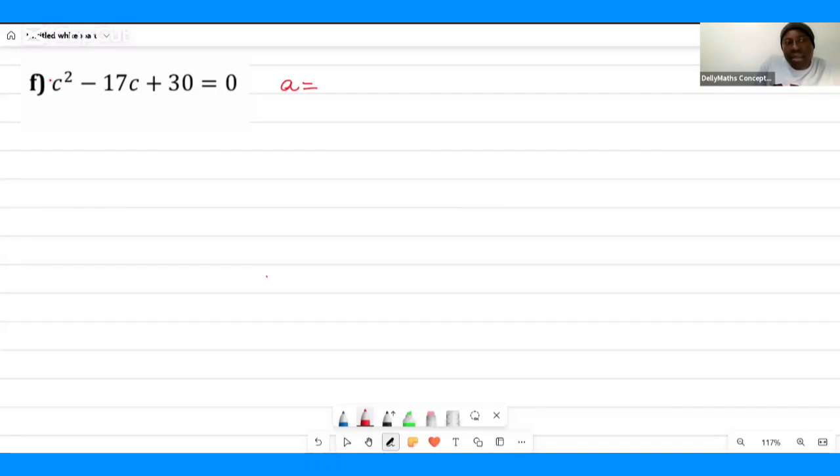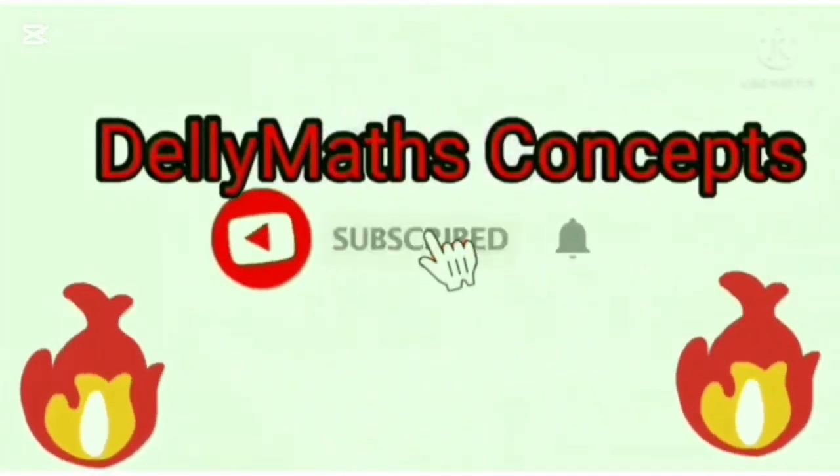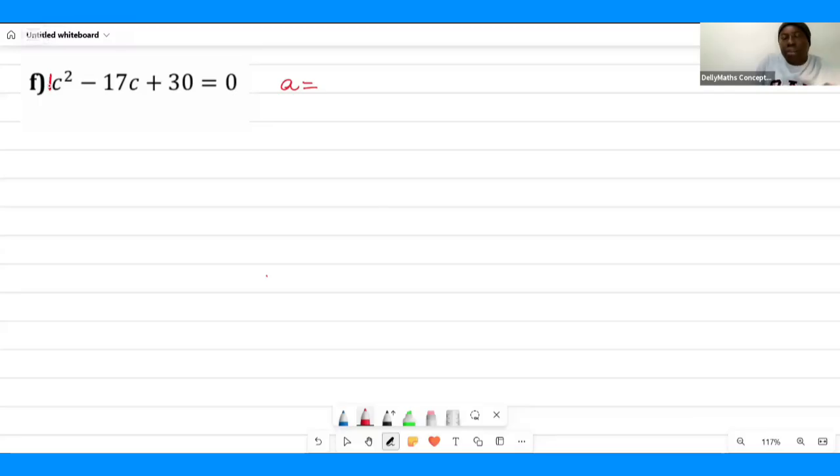My A value is going to be the coefficient that is standing in front of the square. But if you don't see the number, it's number 1 that is there. B is equal to negative 17, and C is equal to the term without any letter attached to it, which is 30. Now we need to find the A, C, 30.